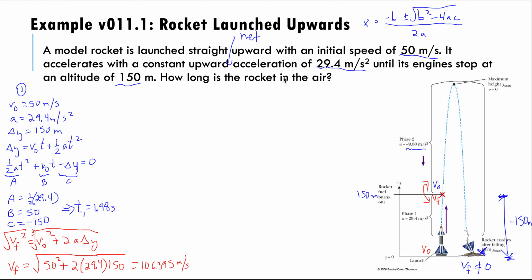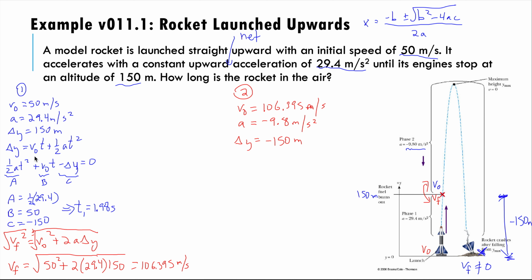For phase 2, we can now find a time. Let's write down what we know for phase 2. V initial is not 50 anymore, right? V initial is the Vf that we just found, so 106.395. And then we know we're in free fall. Since the engine stopped, we know in free fall the acceleration is always negative 9.8 meters per second squared. And then we said we know the displacement. We know we're going down 150 meters. The whole path doesn't matter, only the endpoints. So with these 3 variables, we can solve for time again.